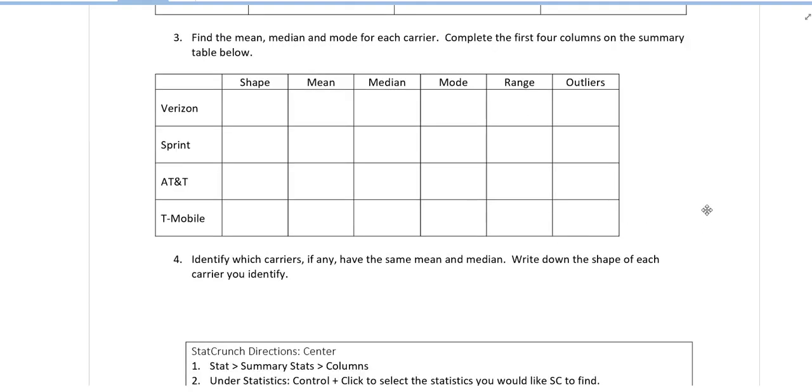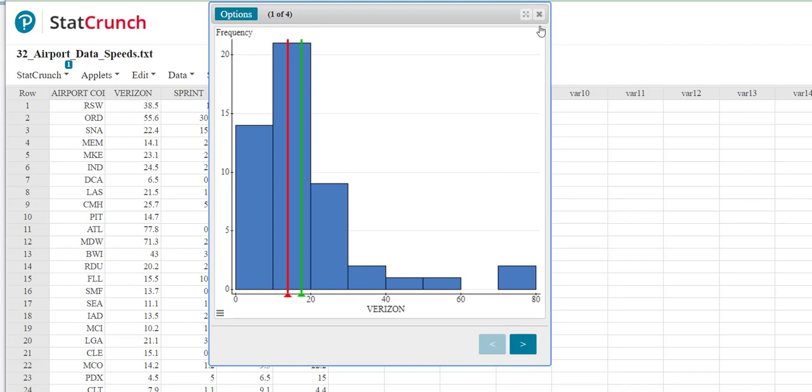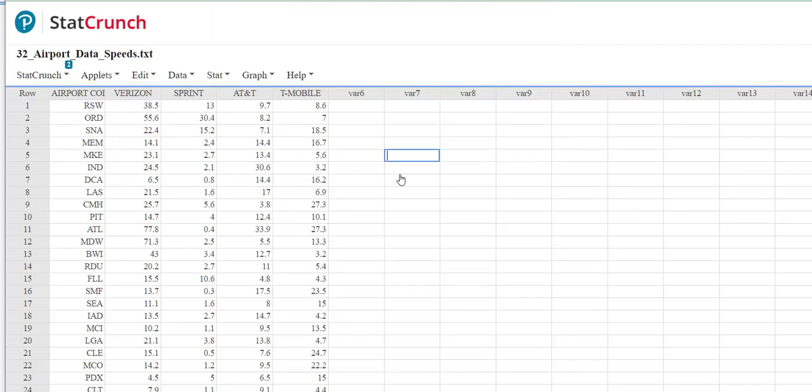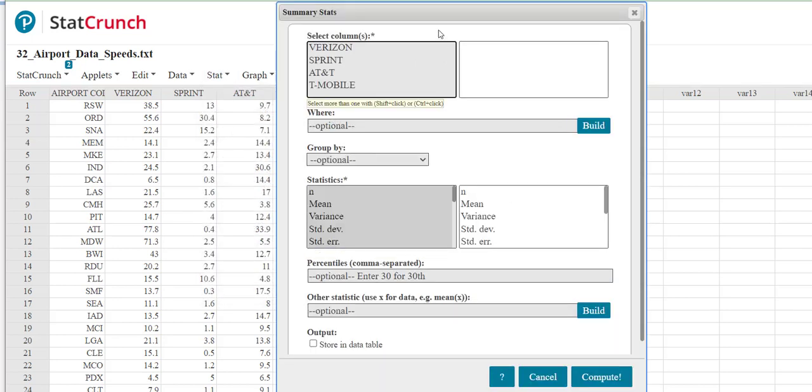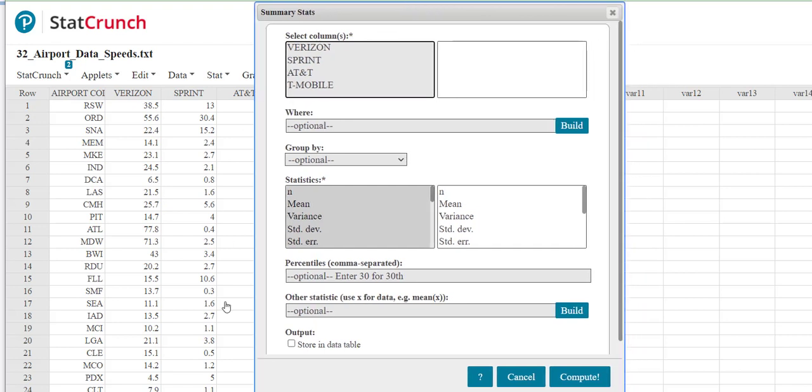So we're going to go back to StatCrunch and find the mean, median, mode, and any outliers for the 4 carriers. So let's go back to StatCrunch. What we're going to do is go to, on your menu, Stat, next to Graph, and then go to Summary Stats. If you go down on your handout of notes a little further, you'll see these directions. Then we're going to go to Columns, and that same window will pop up where we choose our columns.